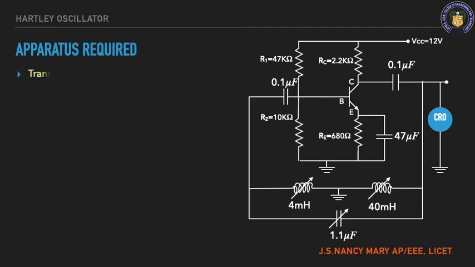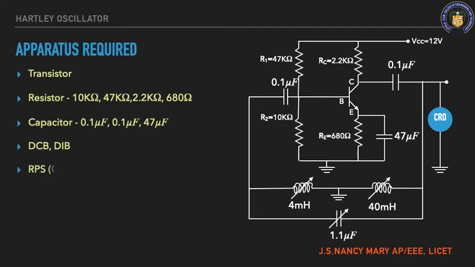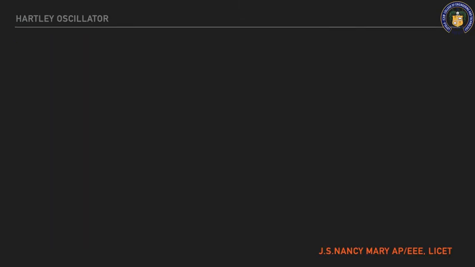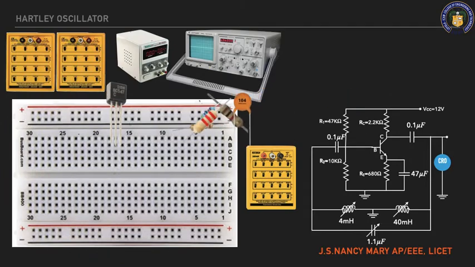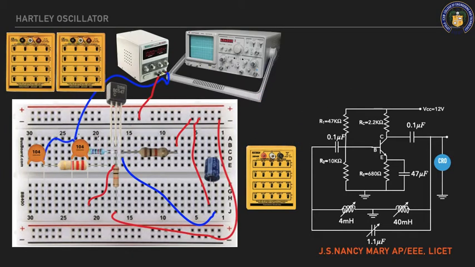So the apparatus required will be transistor, resistor, capacitor, DCB and DIB. Now RPS is 230 volt, and breadboard and connecting wires. So the first half of the connection will be the CE amplifier connection. I'm not going to show you again. Only the tank circuit connection we will see. So the first half connection, I'm going to give the CE connection. So we have given it.